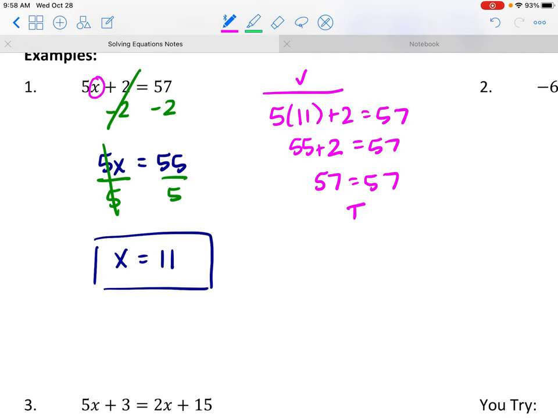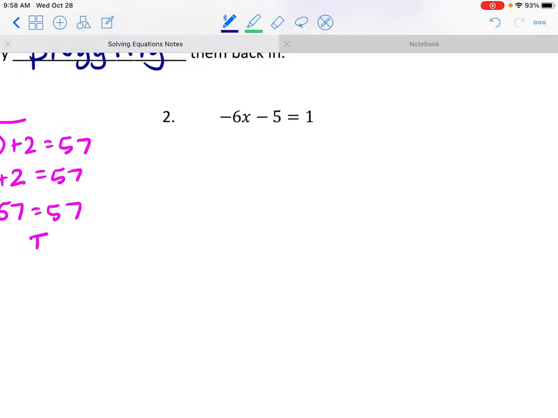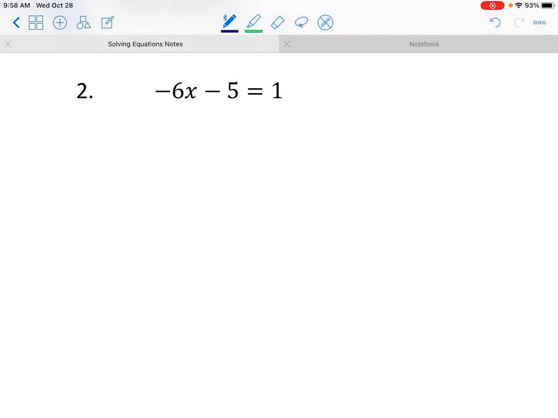Okay? All right, so let's look at the next one. Again, this one is ready to be solved. There's nothing we can do to simplify. I already have just one term with the variable on one side of the equation, so this is ready to be solved. So I'm going to get rid of not the multiplication, but the subtraction first. So how do I get rid of minus 5? That's a plus 5. Those cancel. Negative 6x will come down, equal sign will come down, and the 1 plus the 5 makes a 6 come down as well.